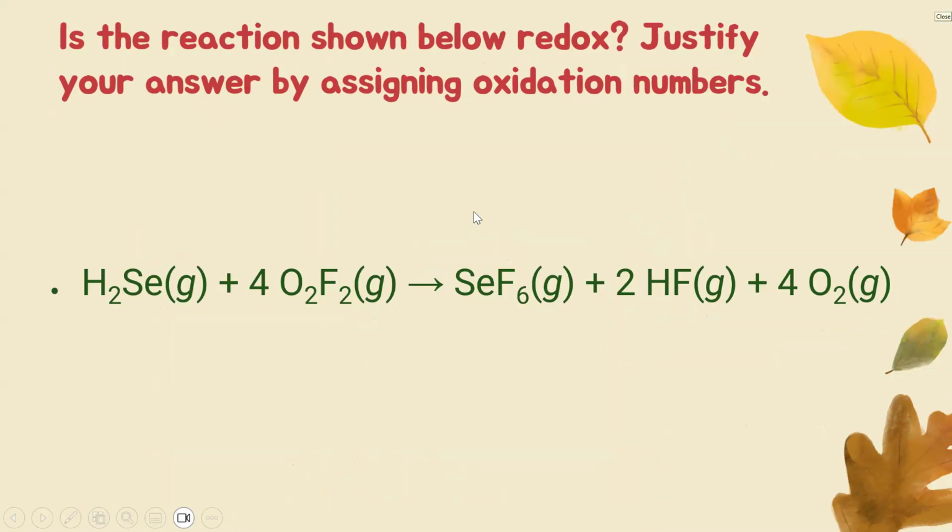So then here's a question for you. Is the reaction shown below redox? Justify your answer by assigning oxidation numbers. If you want to go ahead and try this on your own, you want to pause the video now, because I'm about to go through the answer.